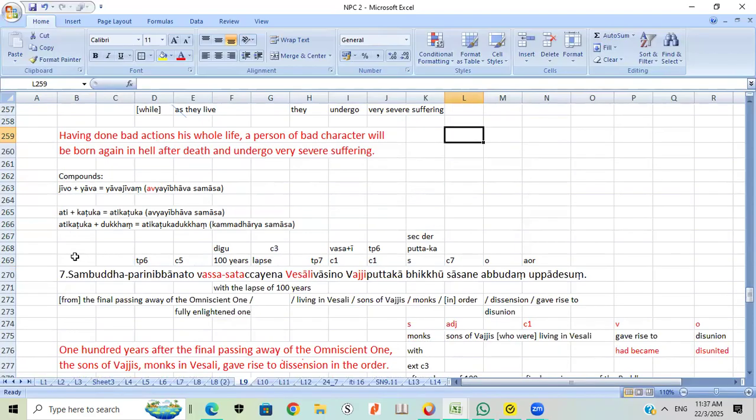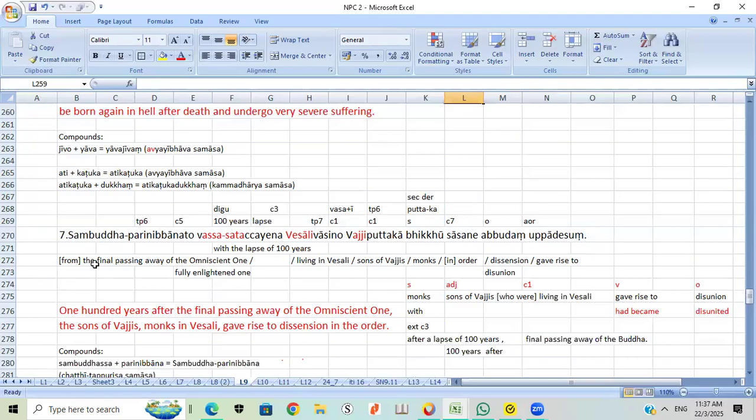So the breakdown is like that. It means this is Ati plus Katuka. So join it. This is the compound. You can refer back to your book. Right, number 7. Sambuddha Parinibbana Doma. So Parinibbana we know, plus 2.